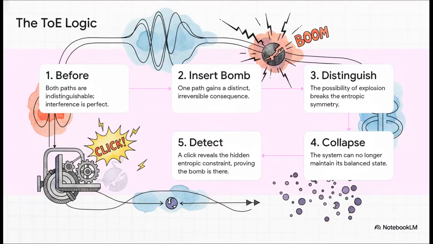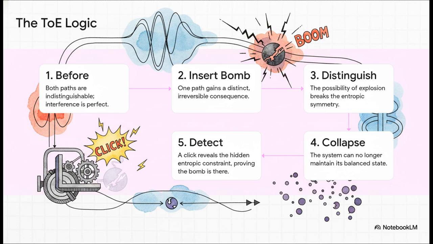Okay, let's walk through it. Step 1. Before the bomb is there, both paths are identical. Quantum interference works perfectly. Step 2. We insert the bomb. Suddenly, one of those paths carries a unique, irreversible consequence, the explosion. Step 3. The mere possibility of that explosion creates distinguishability, and that shatters the entropic symmetry. Step 4. Because that symmetry is gone, the delicate interference pattern completely collapses. The system just can't maintain it anymore.